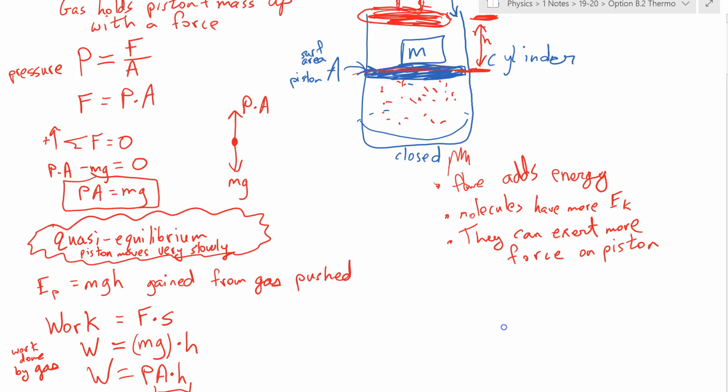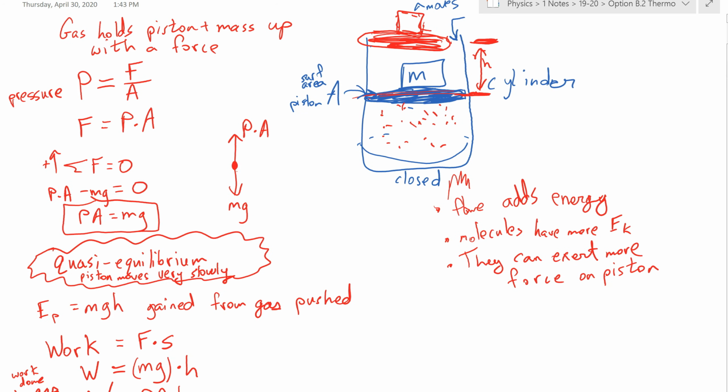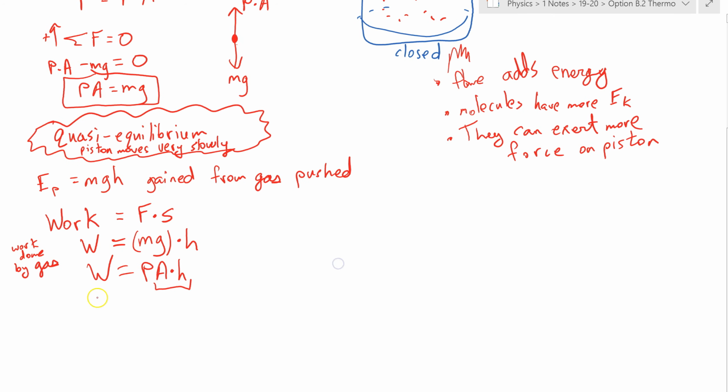Well, if you look at the geometry involved, what is a times h? Remember, this is a cylinder, and a is the area of the base of the cylinder. It's really the area of the piston, but we're saying the piston goes all the way to the edges. We have created a little volume here, and that volume that we created is a times h. That's how you find the volume of a cylinder. So I could rewrite this formula as p times delta v.